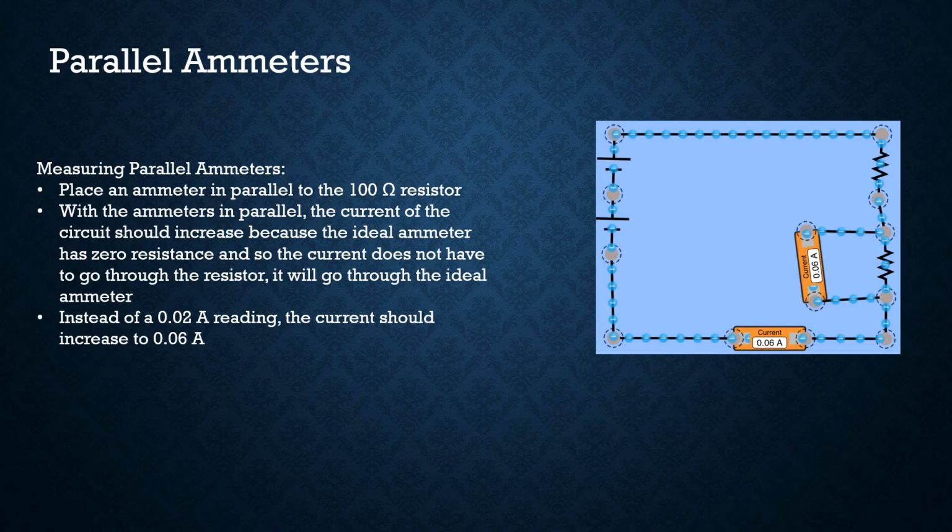Now for measuring parallel ammeters, first place the ammeter in parallel to the 100 ohm resistor. With the ammeter in parallel, the current of the circuit should increase because the ideal ammeter has 0 resistance, so the current doesn't have to go through the 100 ohm resistor, and hence it will go through the ideal ammeter. So instead of a 0.02 amps reading, you should have a 0.06 reading.